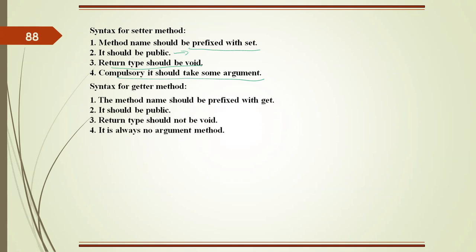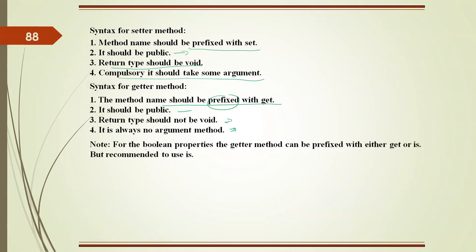The syntax for the getter is that the method name should be prefixed with get. Prefix means first. It should be public, and the return type should not be void. It takes no argument. For Boolean properties, a getter method can be prefixed with either get or is, but it is recommended to use is for Boolean properties.